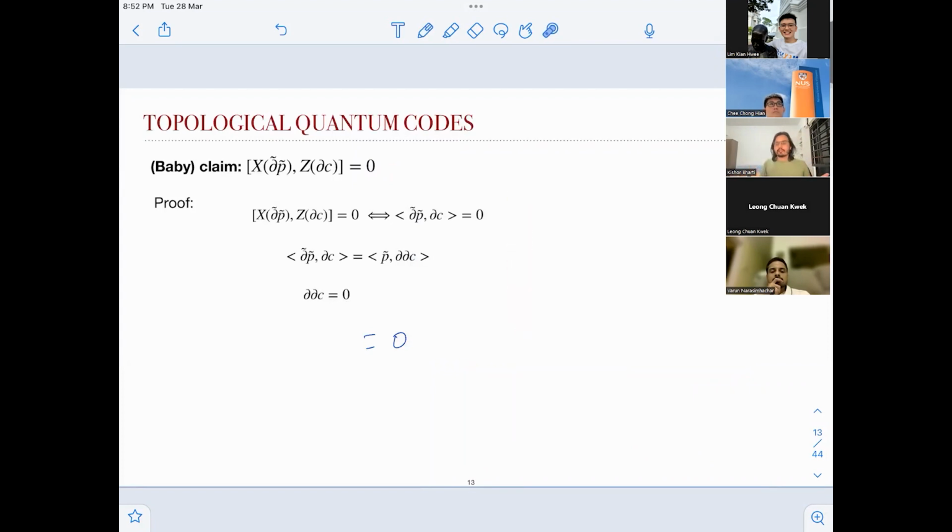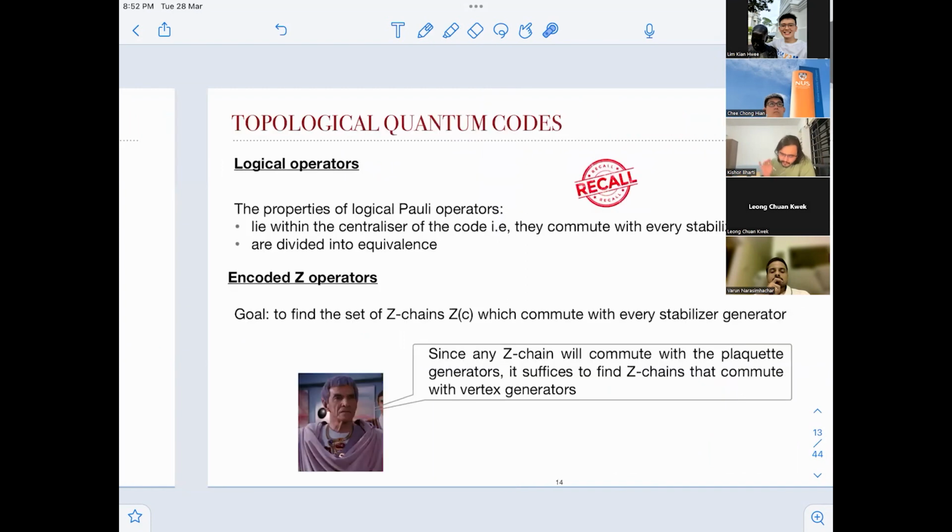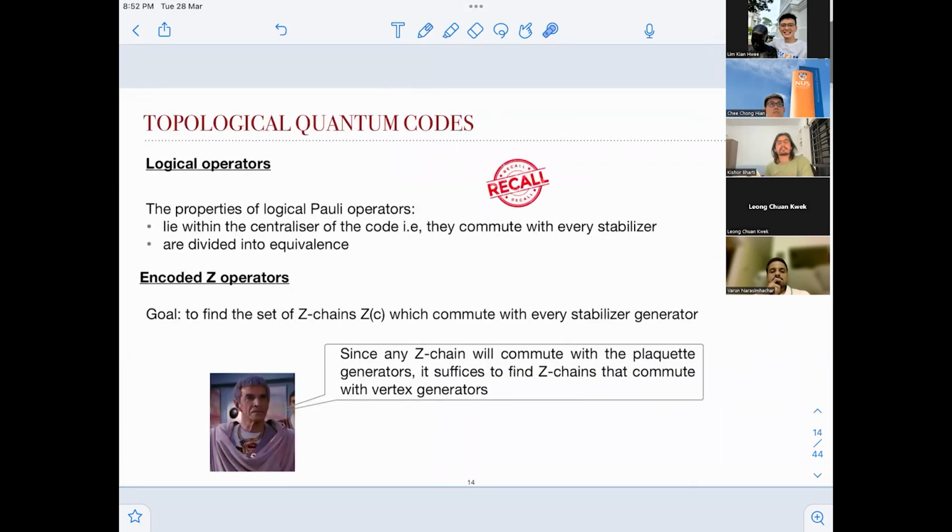There is nothing about what cellulation we are using here. So that's nice. Next, let's come to logical operators. What will be the logical operator? The properties of logical Pauli operators are that they should lie within the centralizer of the code, if you recall from the first tutorial, that is, they commute with every stabilizer. Second, I think I missed something.